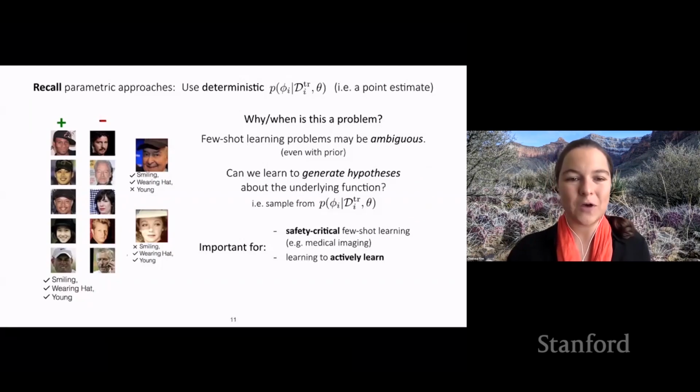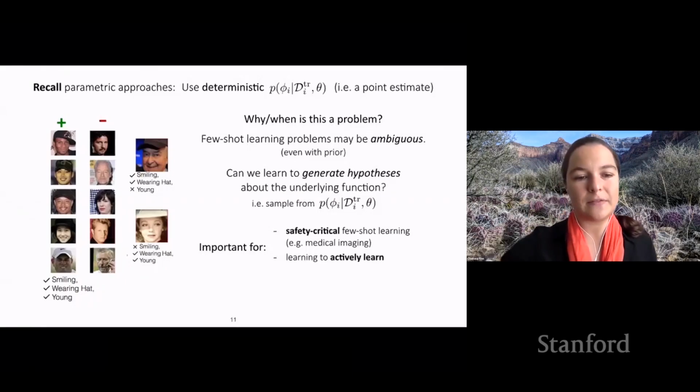If you want to actively learn by actively asking for data, then this sort of uncertainty is really helpful because it tells you which data points would be helpful for learning. For example, in this classification example, if you get another example of someone who's smiling, wearing a hat, and young, that's not going to be very helpful for learning your classifier. It's instead labels of other data points that would be most helpful for reducing your uncertainty about the function.